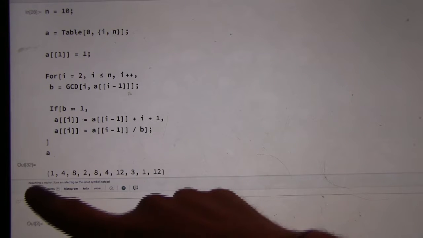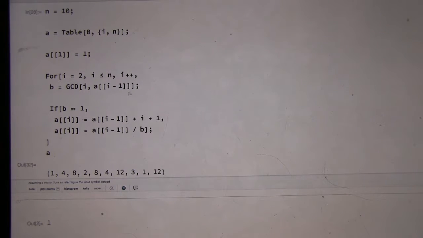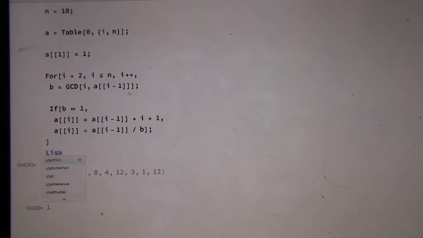So we got our sequence 1, 4, 8, 2, 8, 4, 12, 3, 1, 12. All right. And we check that against what we computed by hand. But the nice thing we can do now is, instead of displaying it out to check that our computations are right, we can do a plot of it. And the way you plot a list, like a, is you do ListPlot.